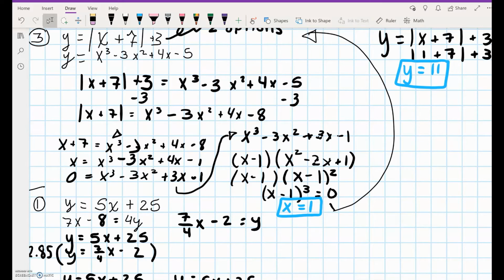Now you've isolated your absolute value, and so this x can be either negative or positive. In this case, I just solved it for the positive aspect. So then you take this and you move it over and you simplify things as much as possible.